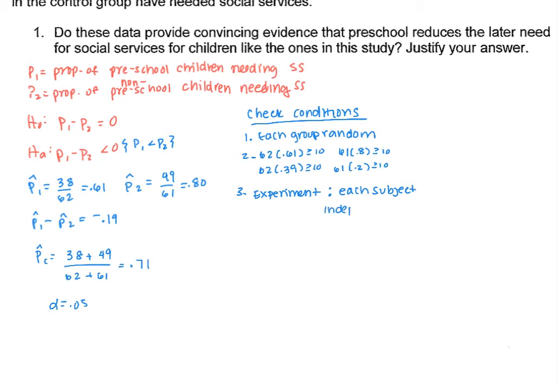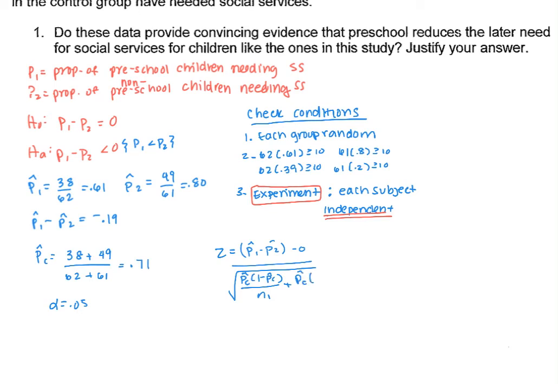This is a new condition here for doing experiments. Now we're starting to do experiments, so each subject is independent. That's okay. So let's calculate our test statistic here. Z equals p-hat 1 minus p-hat 2 minus 0 over the standard deviation of the statistic, the square root of p-hat C (1 minus p-hat C) over n1 plus p-hat C (1 minus p-hat C) over n2.